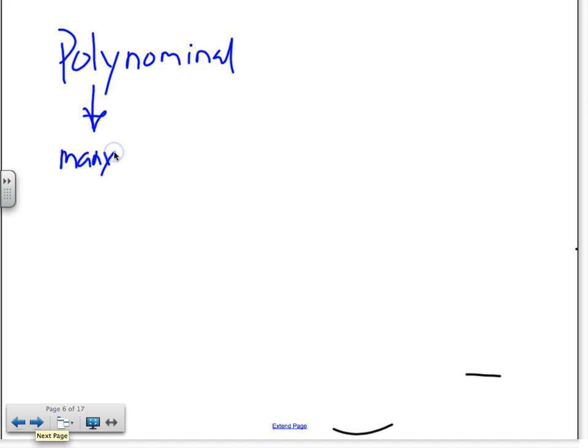Okay, let's write that first word down. And like we just discovered, poly means many, right? Many. And the word nomial means terms. Monomial, nomial. Oh, I spelled it wrong. Polynomial. There it is. Okay, so many terms. That's what we're talking about. And when we say many terms, it means 2 or more.